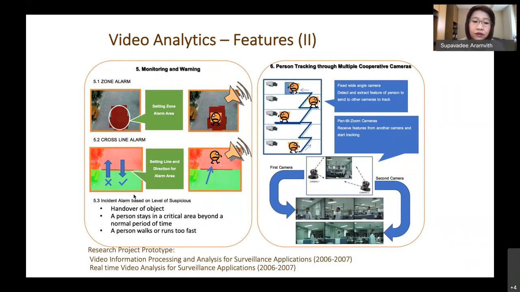But today we are going to talk about anomaly detection, so that it can handle detection in several scenarios. We also do person tracking across multiple cooperative cameras. If we have many cameras, how can the cameras talk to each other? If they detect something suspicious on the first floor, for example, how can one send information to the third camera and detect something there? This area is still very challenging. So that is the generic feature of video analytics.